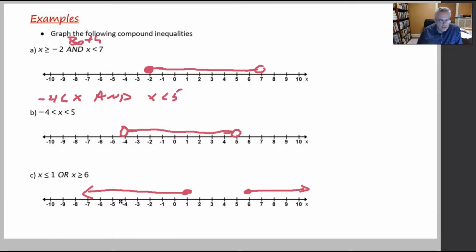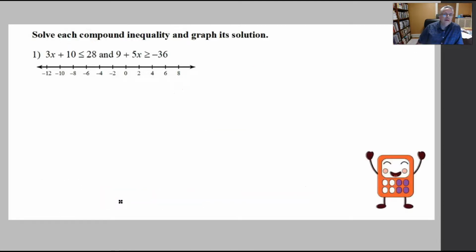Okay. All right. So here is the last thing we're going to talk about. We're going to do 2 examples like this. So sometimes we have to solve the inequalities before we can graph them. So we want the values of x that satisfy this first inequality and the second inequality. We want values of x that satisfy both of them. Okay, so I'm just going to go about solving them.